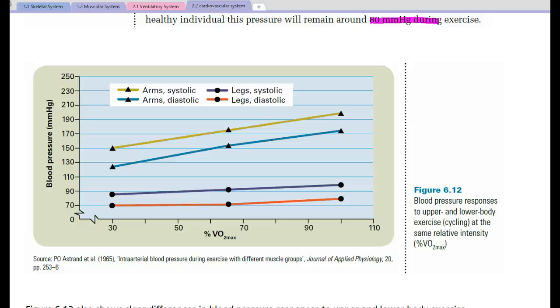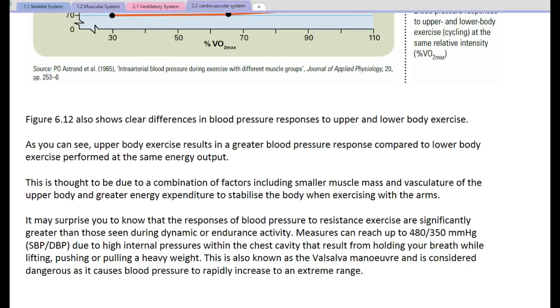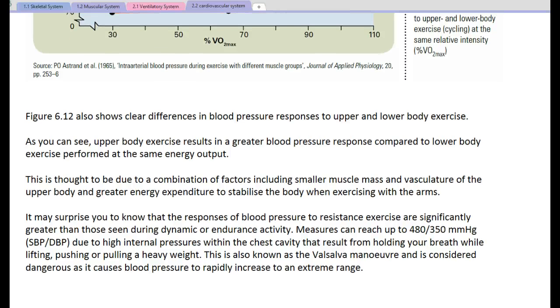This is looking at a little graph looking at systolic, diastolic blood pressure with respect to arms and legs during cycling. Now, what we can notice here is that the pressure in the arms is higher than what it is in the legs. So I'm just going to go down and we'll have a look at the explanations for this.